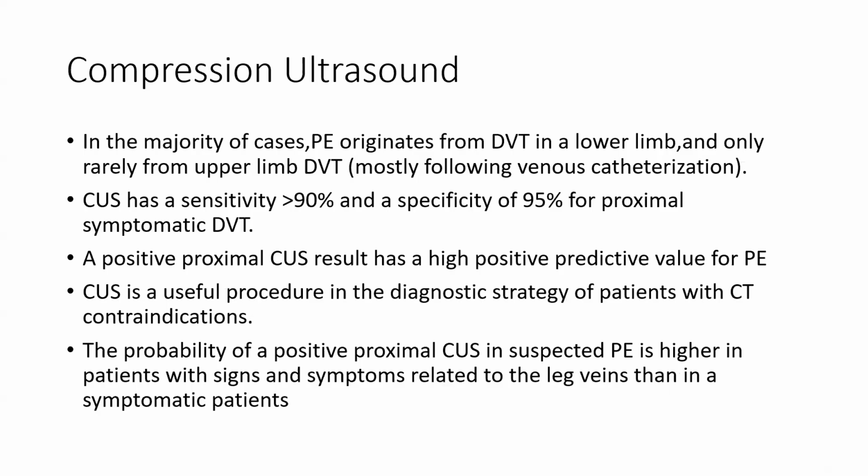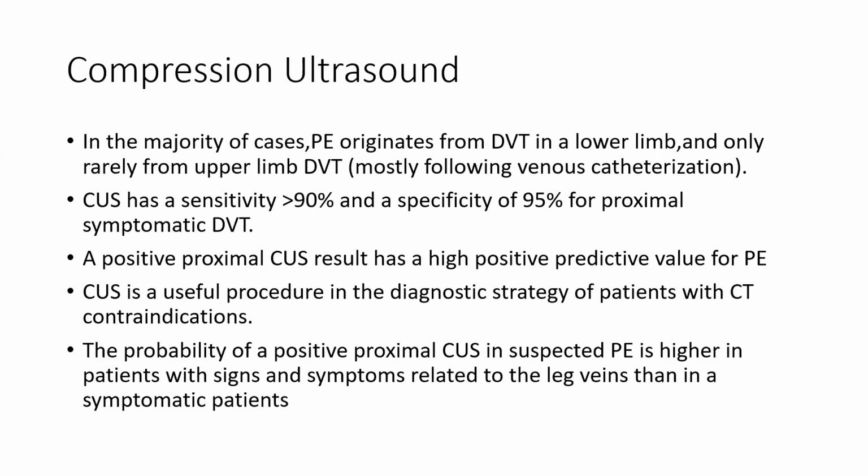So the next study that we can perform at the bedside is compression ultrasound. In the majority of cases, PE originates from DVT in the lower limb, only rarely from upper limb DVT. Compression ultrasound has a sensitivity of more than 90% and specificity of 95% for proximal symptomatic DVT. So if proximal compression ultrasonography is positive, it has a high positive predictive value for PE. It is a useful procedure in the diagnostic strategy if CT is contraindicated.